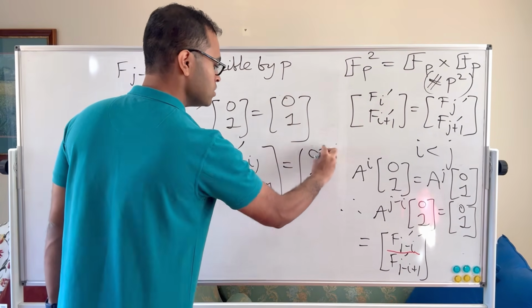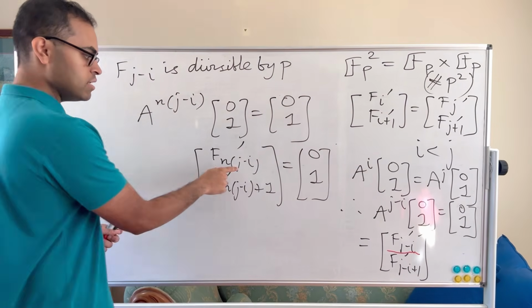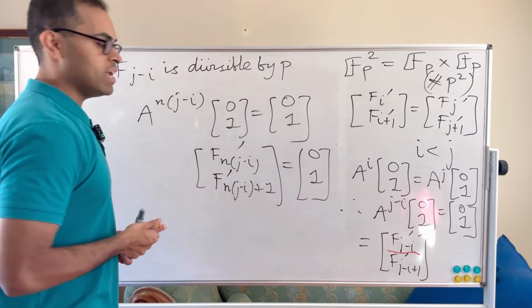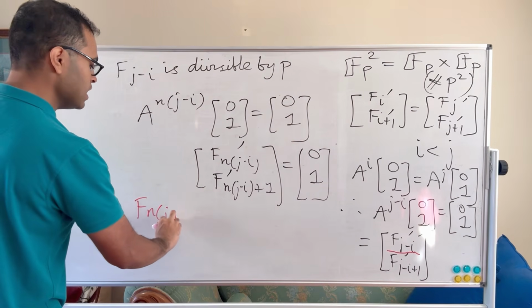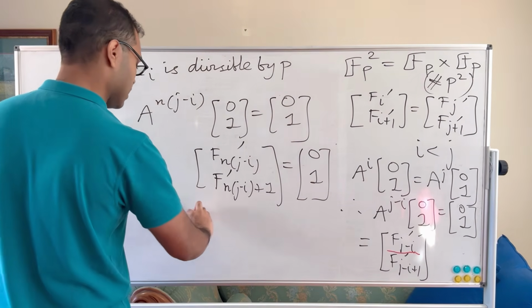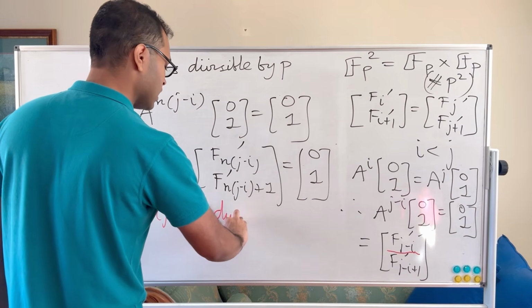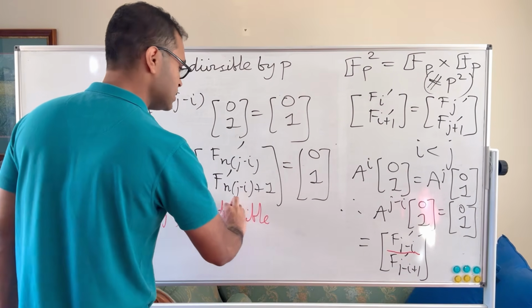So therefore, we also know that this term, f_{n(j-i)}, is also going to have a remainder of 0 when you divide by p. So therefore, we can say f_{n(j-i)} is also divisible by p for all n. Okay, so this is divisible by p for all n. And of course, it's important that j was greater than i.